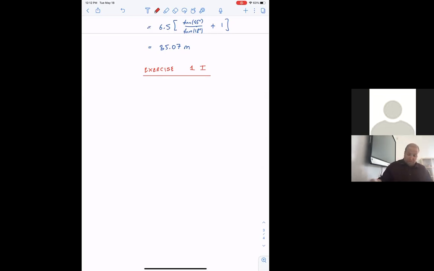Okay, so there's 5 questions here. And again, as always, get the question, pause, solve, check. So question number 1. The angle of depression from the top of a cliff.